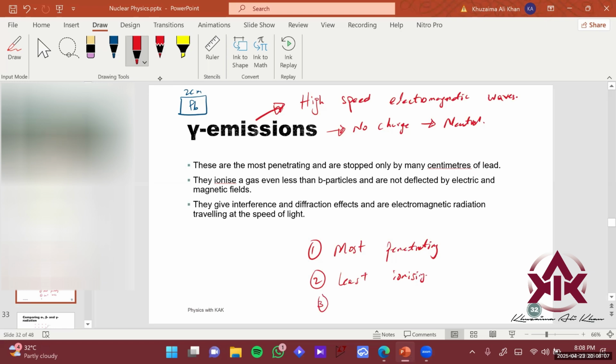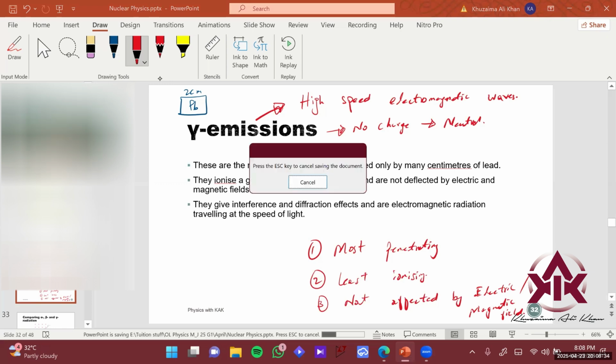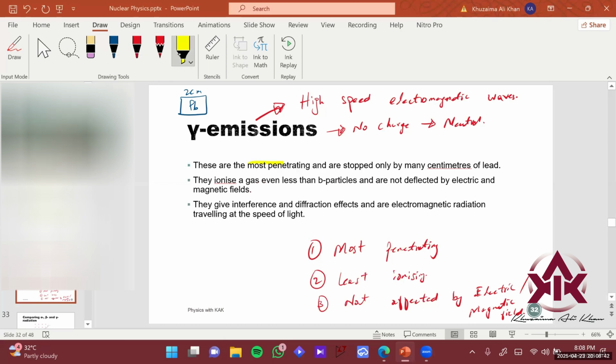And they basically have the third property, that is they are not affected by electric or magnetic fields because they are neutral, right? To be deflected in an electric or magnetic field, it needs a certain charge, either positive or negative. It is neutral, so it goes straight through the fields. So this is the property. They are the most penetrating. They are stopped only by many centimeters of lead.